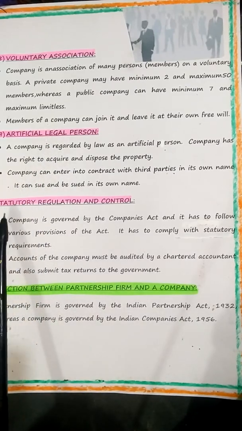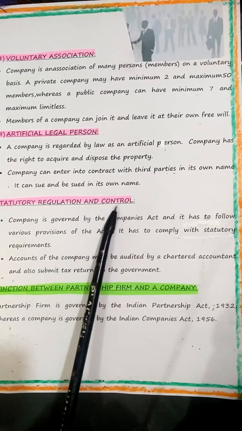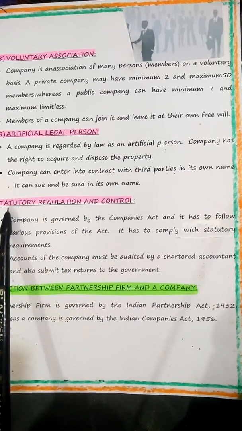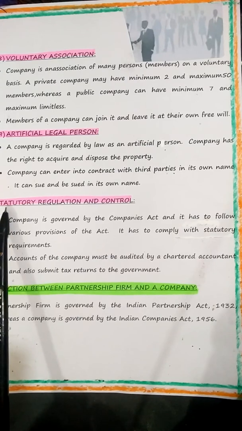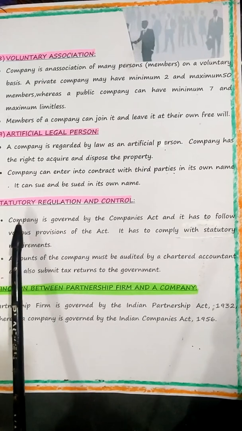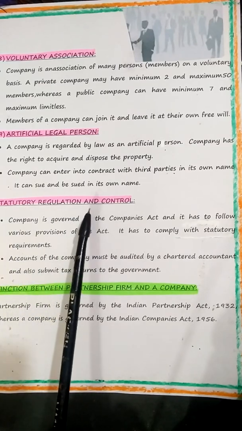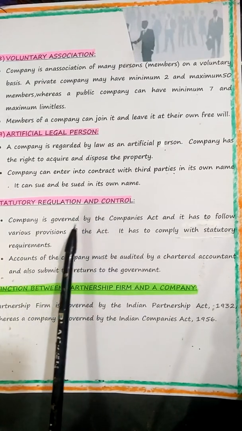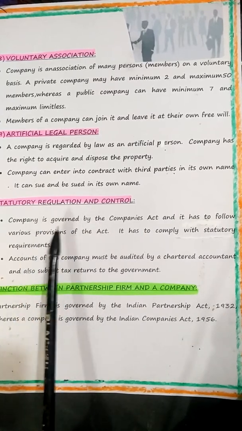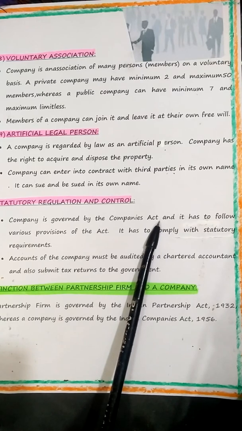The next one, the 10th one, is statutory regulation and control. Statutory means enacted by statutes, laws, enactments, acts, governmental statutes; all this comes under statutory. This is nothing but regulation and control according to the act and its provisions. Under which act do joint stock companies come? Indian Companies Act of 1956.